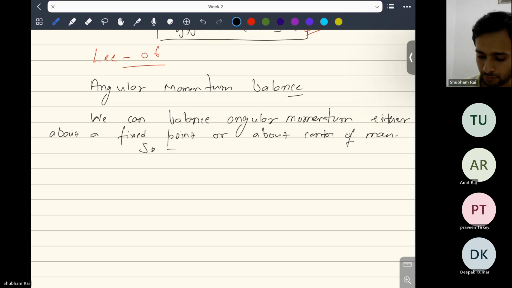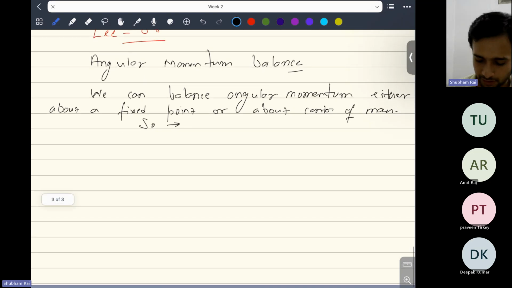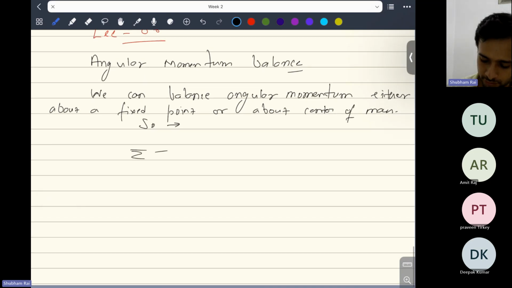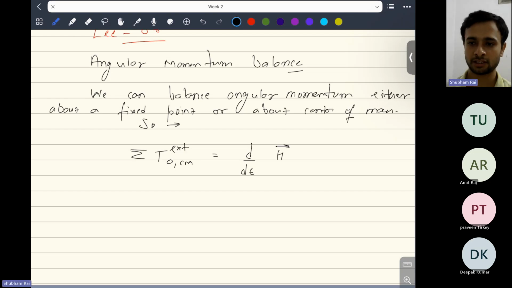So how can you write it? You can write that the summation of all the external torque acting on the body, about either point O, any fixed point, or about the center of mass (comma means or), will be equal to the rate of change of angular momentum. Angular momentum, let's say I'm representing by H vector, is a vector quantity, and that will be either about O or about the center of mass.